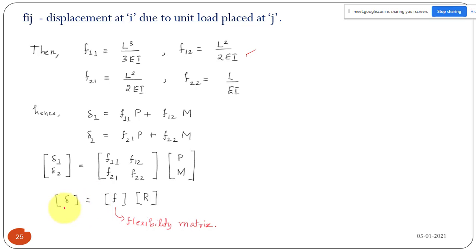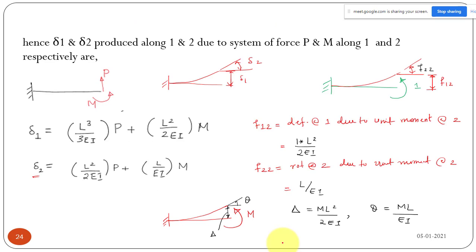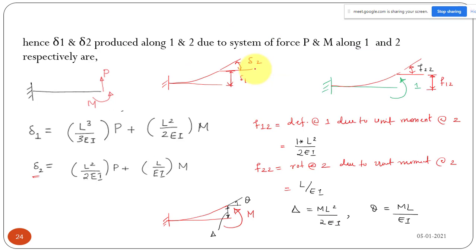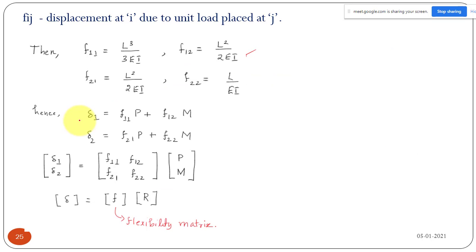So final equation will be like this: delta is equal to F into R, where F is the flexibility matrix. It is not exactly the question. If your question is a flexibility matrix, you can just do this much, and you can write the matrix. That's it. Okay. So this is the rotation and deflection, and that I can write in the form of a matrix finally. Delta is equal to F into R.